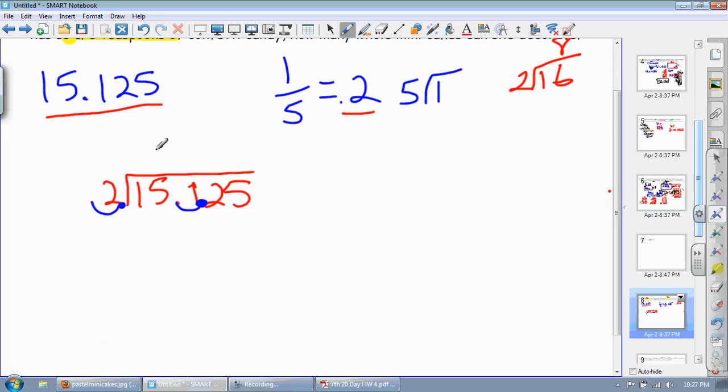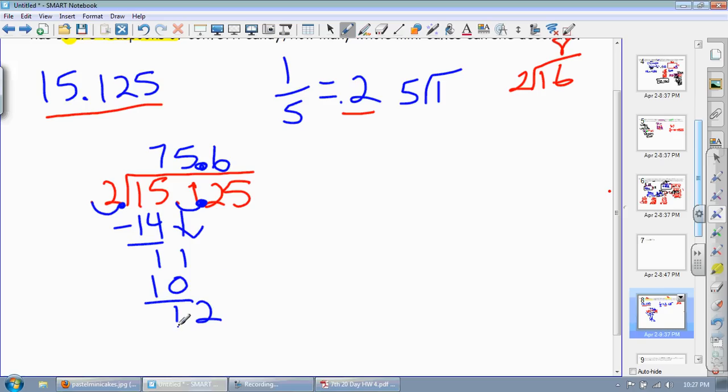So 2 will go into 15 7 times. I'll give you 14 minus 1. Also, feel free to pause this if you want to work it out, because it's not much fun if you just watch me do the work. So 2 goes into 11 5 times. There's 10. 1, there's a decimal here, bring the decimal straight up. 2 goes into 12 6 times. That's 0.